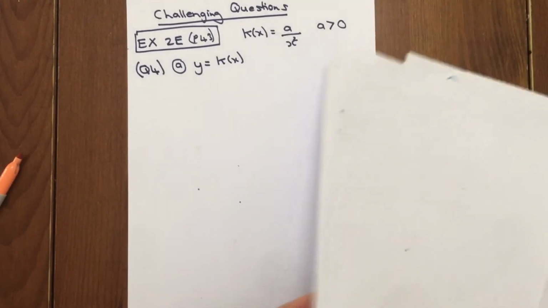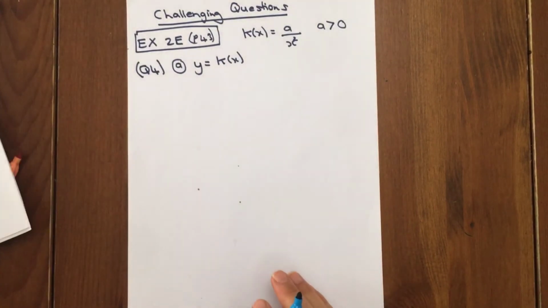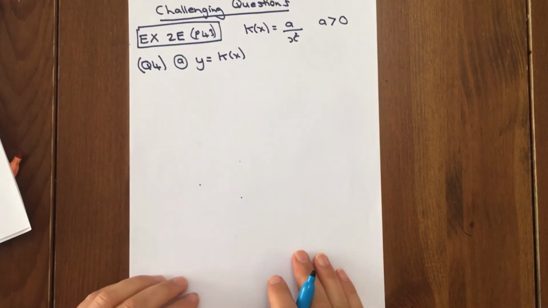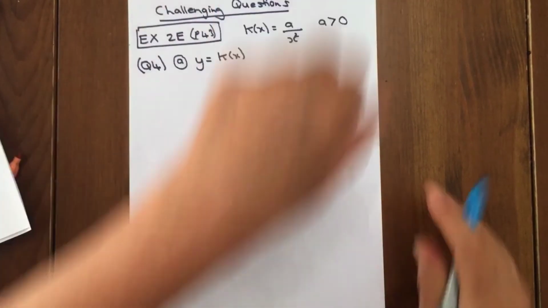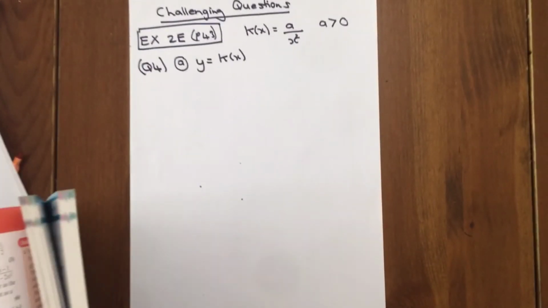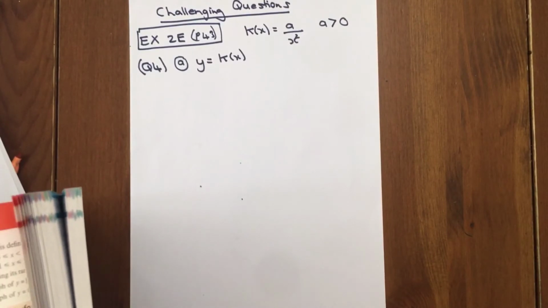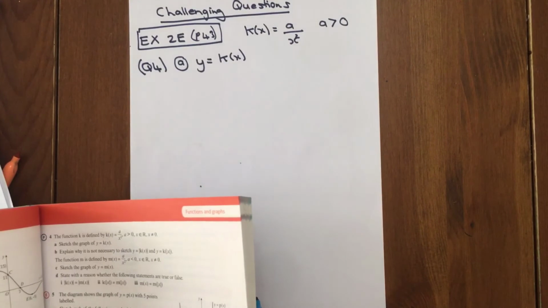Now let's look at one of the challenge questions. Question 4 from exercise 2E on page 43. I think I better just get that opened up. Let me just see that, guys. So just turn to page 43, and it's question 4.